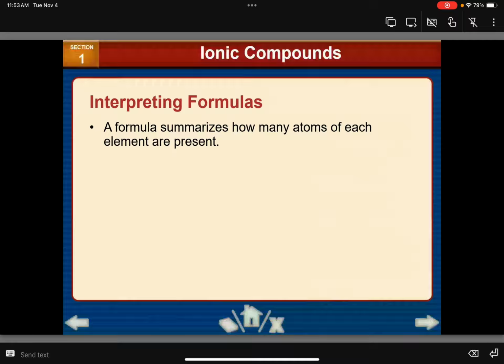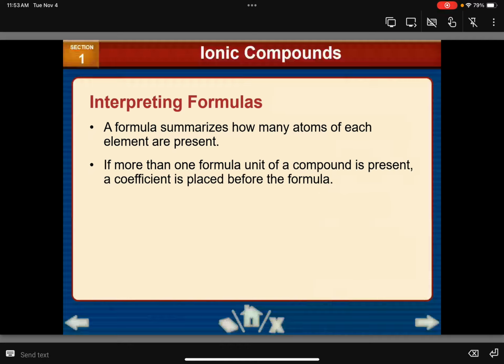So kind of to summarize what this lesson is about then. A formula summarizes how many atoms of each element are present. If more than one formula unit of a compound is present, a coefficient is placed before the formula. That's what I just did with that 2. So H2O, if we put a number here before it, that coefficient tells us that there are 2 water molecules, right?